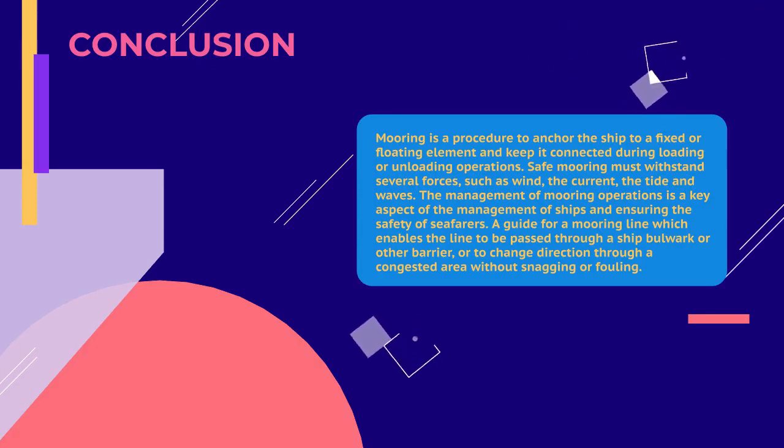A guide for a mooring line enables the line to be passed through a ship bulwark or other barrier, or to change direction through a congested area without snagging or fouling.